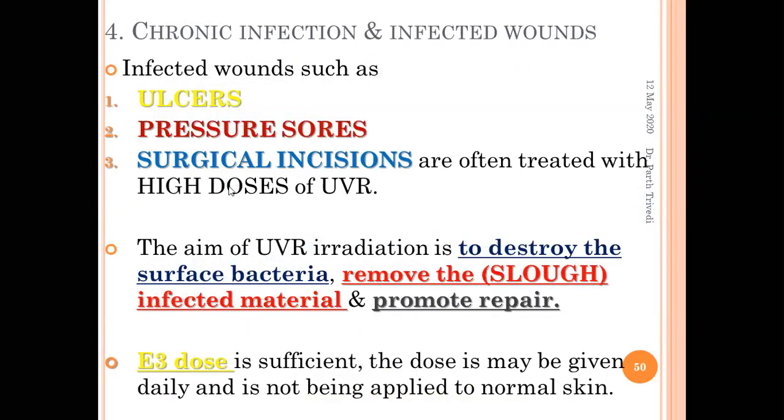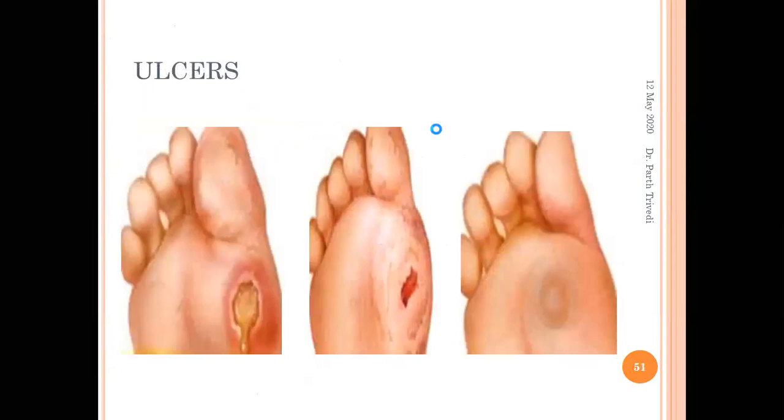Then we have open wounds, infected wounds and non-infected wounds. Okay, so ulcers, pressure sores, surgical incisions. Okay, what is the main aim? If it is infected, it is to reduce the infection by destroying the surface bacteria, remove the sludge, and promote the repair, that is healing. Generally, E3 dosage is given, and if the infection is very severe, okay, you are giving E4 dosages. Clear?